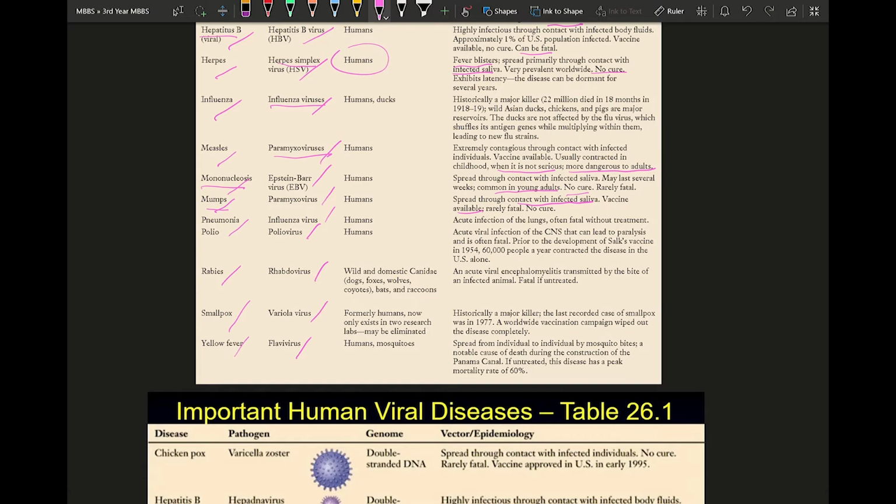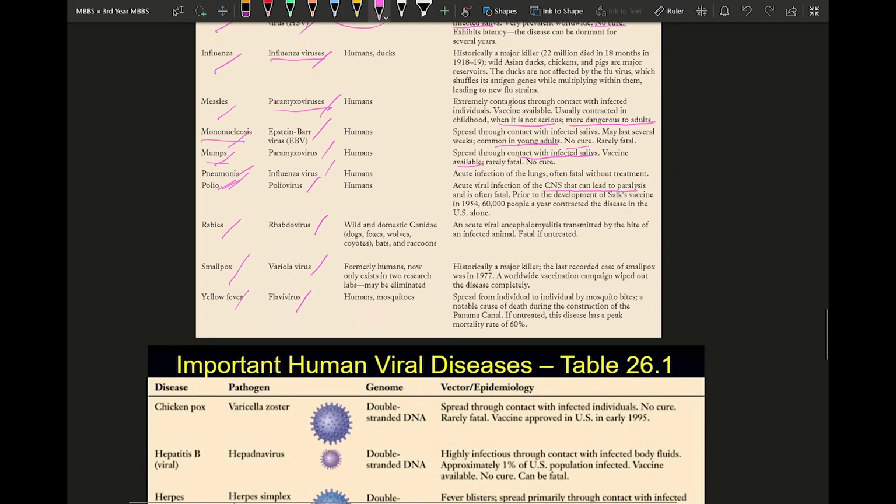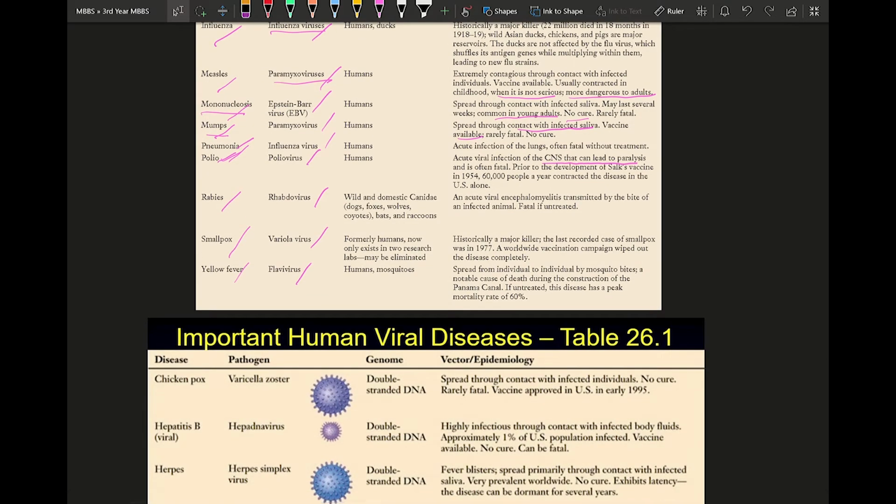Then pneumonia and polio. Pneumonia is a respiratory disease spread by droplet nuclei. Polio is a very important disease because it has been eradicated from most parts of the world. It damages the CNS and can lead to paralysis. So it has an important vaccine. Again, there are two vaccines for polio. One is the oral vaccine, and another one is the injectable vaccine.